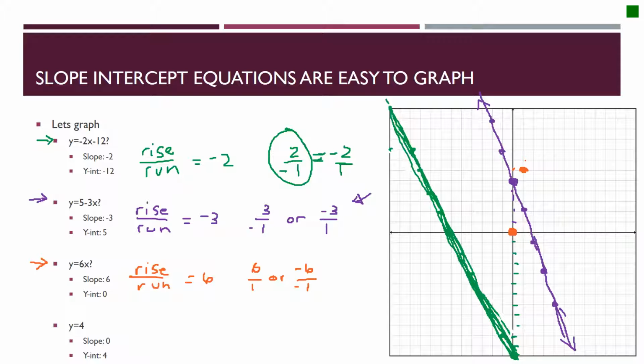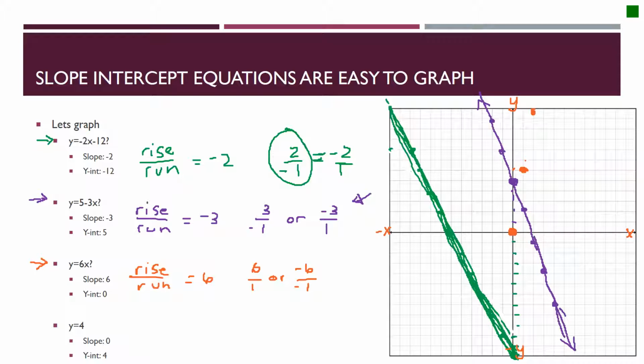1, 2, 3, 4, 5, 6 and over 1. Or we could do the opposite. We could go down 6 and to the left 1. And I should have written this earlier. This is our x-axis. This is the positive x direction. And we have the negative x direction to the left. Same thing up here. We have the positive y direction is up and the negative y direction is down.